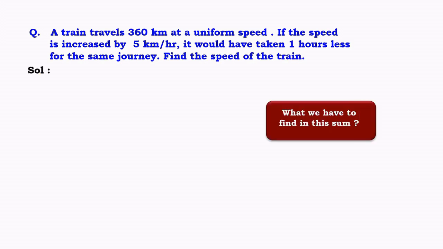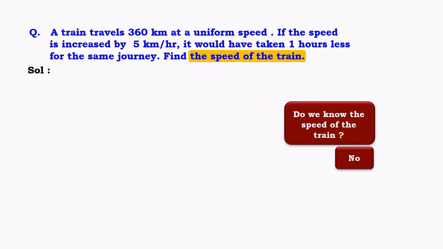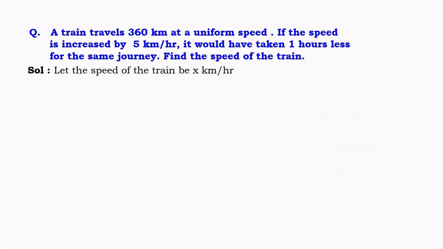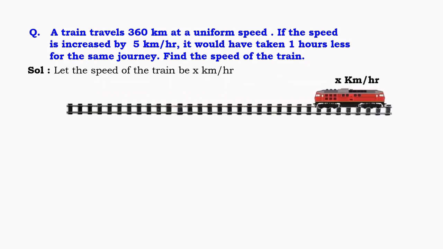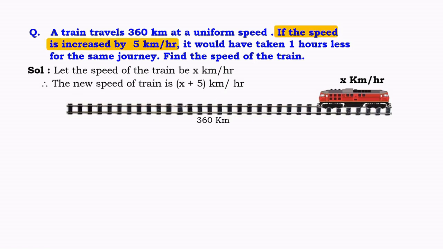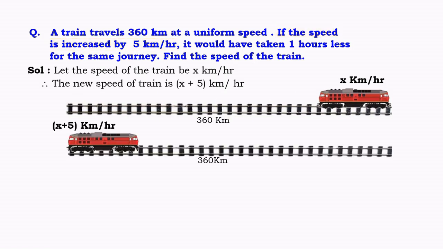Do we already know the speed of the train? No. Since the speed is unknown, let us assume it to be x kilometers per hour. If the speed is increased by 5 kilometers per hour, the new speed becomes x plus 5 kilometers per hour. The distance traveled remains the same in both cases, which is 360 kilometers.